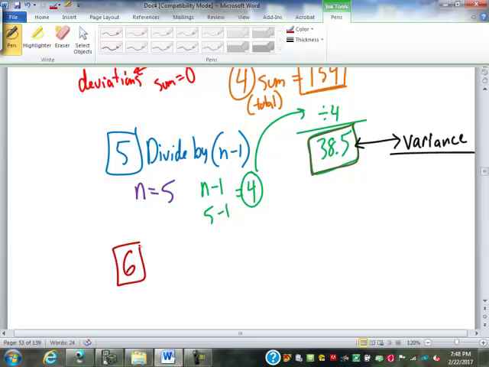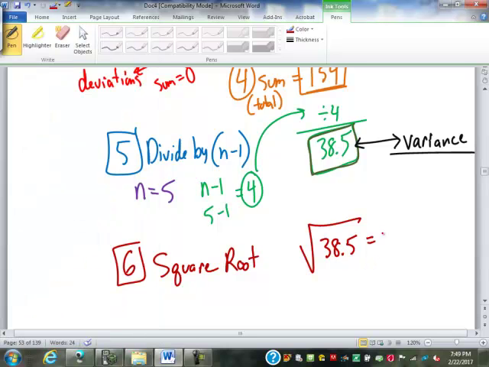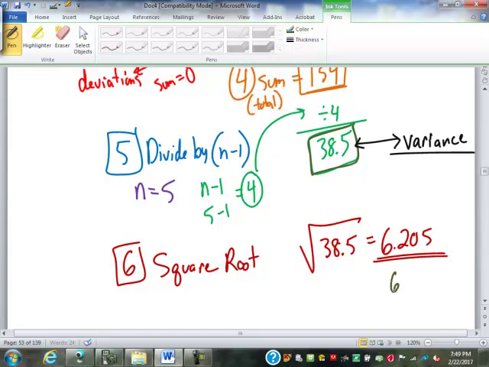Step 6 is to take the square root. The square root of 38.5. For most of your calculators, you do second and hit the x squared key to get the square root. 38.5 is 6.205. We will round that to 6.21. That is our standard deviation.